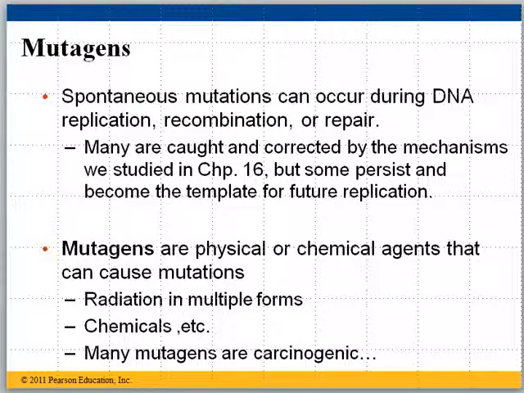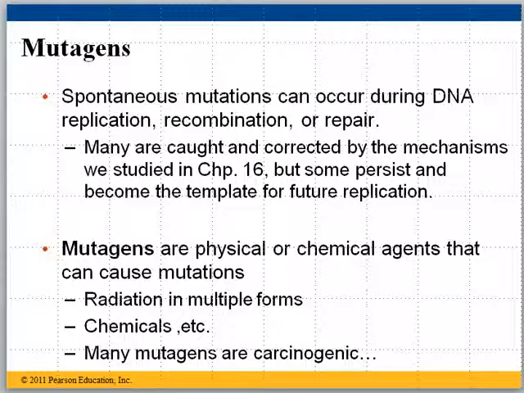Finally, regarding mutations, just a quick note about mutagens. Spontaneous mutations do occur during the DNA process. It's a complex process, so occasionally you're going to have mistakes that occur naturally between replication and recombination. You remember back in Chapter 16 we talked about how the cell has a variety of repair mechanisms to keep these natural mutations from happening, but some of them do get through and persist, and if these mutations occur in the germ cells that go on to create either sperm or eggs, they can be passed on to future generations.